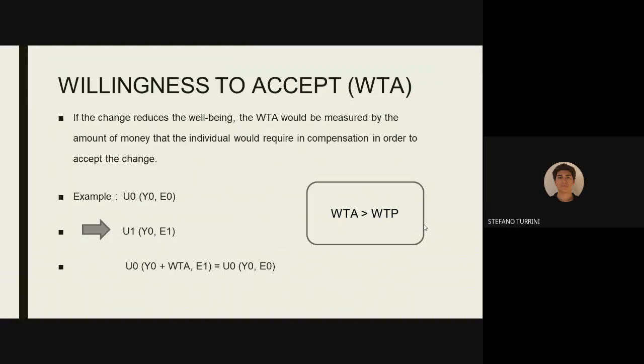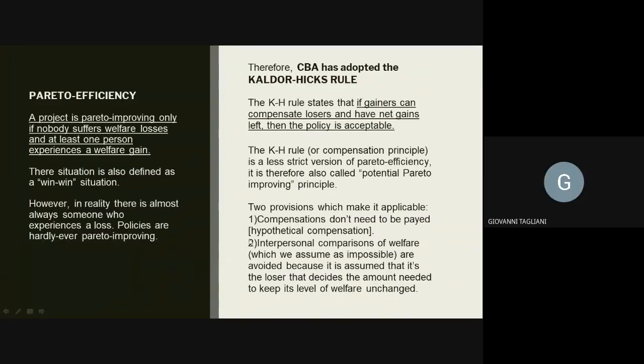Thanks. Okay. Hi everyone. Basically, what we thought was that there is no perfect rule to make a decision on whether a policy or a project is good or bad, but the CBA has its rule, and it's based on the Kaldor-Hicks rule. The Kaldor-Hicks rule states that if gainers can compensate losers and have net gains left, then that policy is acceptable.